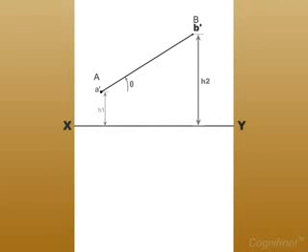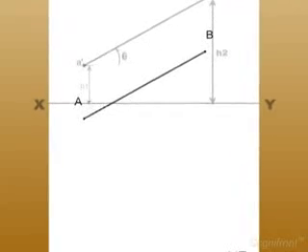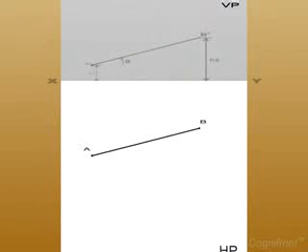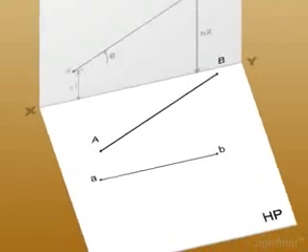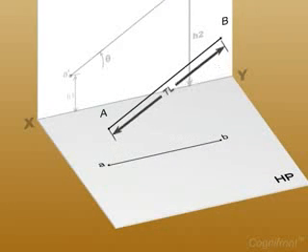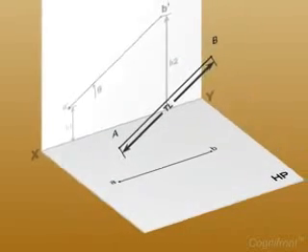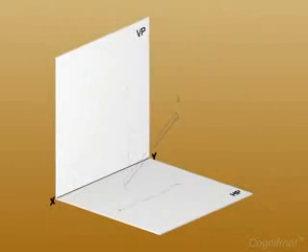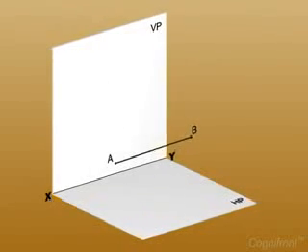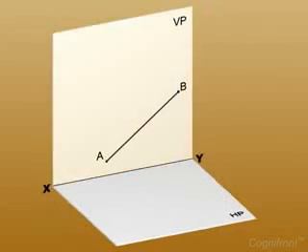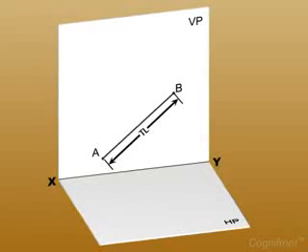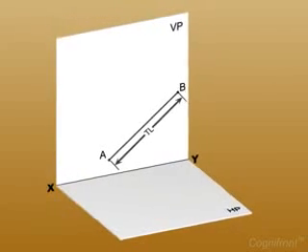Now, change the position of the observer. Looking from the top view, the projectors are passing through A and B and meet the HP orthogonally at points A and B. The line AB is the top view of line AB. The length AB is the shortened length of line AB. Easy, right? Let's move further discussing a case where the line AB is inclined to both HP and VP and its projection will be shorter in length compared to its actual length.